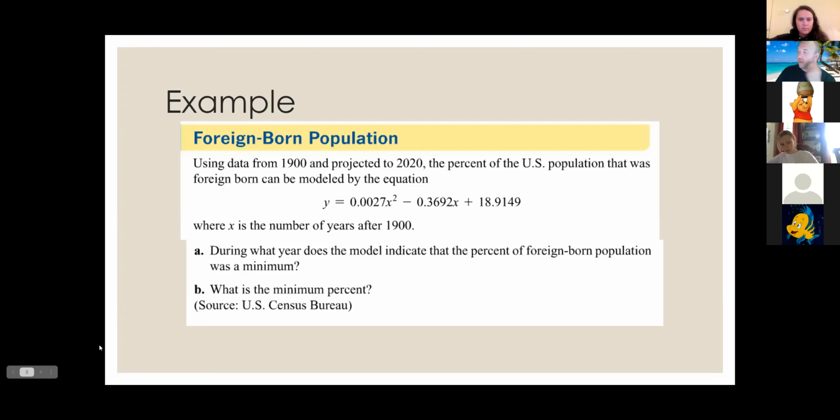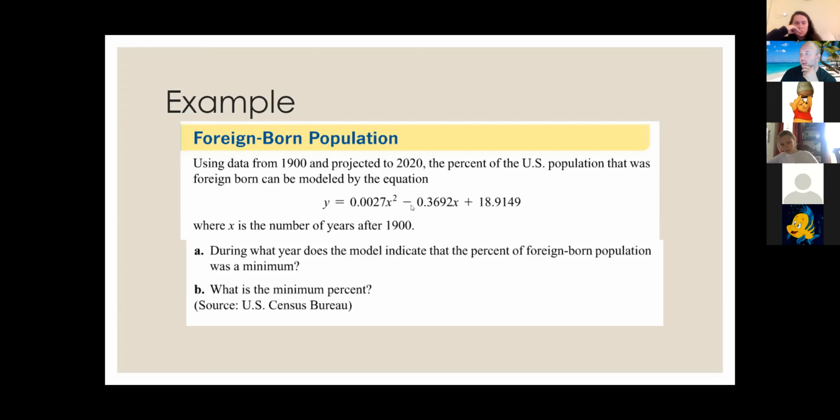So during what year does the model indicate the percent of foreign-born population was at a minimum? We can look at graphing this and find that minimum value. The fact that this A value is very close to zero means you're going to look at a very flat looking parabola, and that decrease is also very minimal. So it's going to be a very flat, steady decrease. It's going to take a while for it to hit that minimum. I'm thinking decades long to meet that minimum percentage.